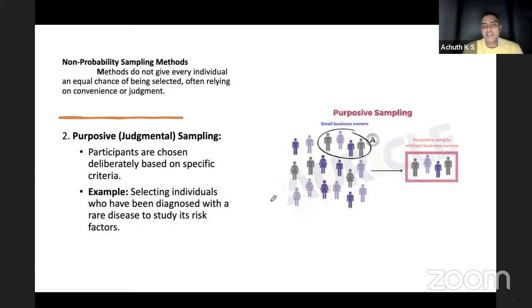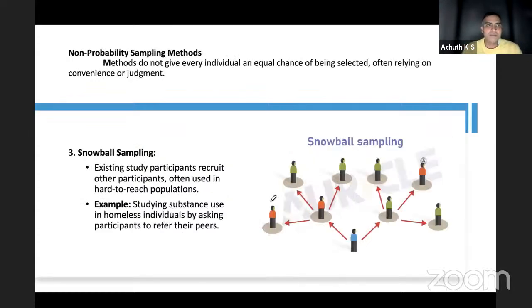Or you are taking a sample of individuals suffering from Duchenne muscular dystrophy. You are taking only them for the study. That is purposive sampling.